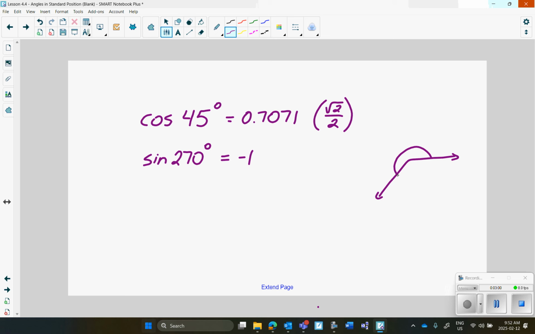And so what we'll be able to do afterwards is find the sine, cosine, tan of certain angles exactly without using a calculator. And we will also be able to find ones past 90 degrees exactly.